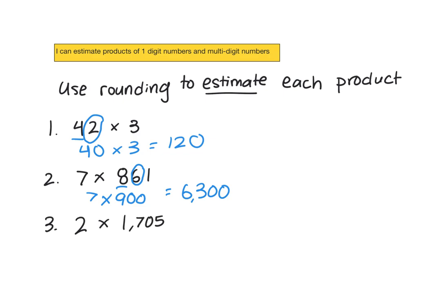And last one, 2 times 1,705. I'm going to keep 2 the same, and I want to round 1,705. I'm going to look at my 1 in the thousands place. Look at my next place over, which is a 7. That means I'm going to round my 1 up. So that's the same as saying 2 times 2,000. I know that 2 times 2 is 4, and add my 3 zeros at the end.